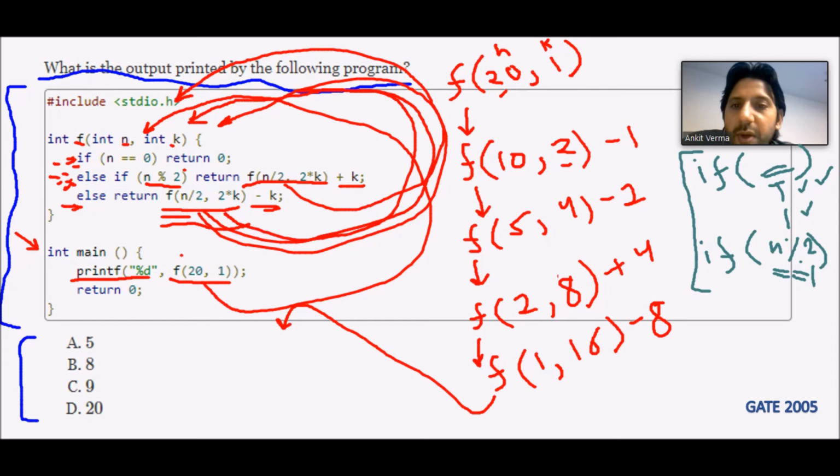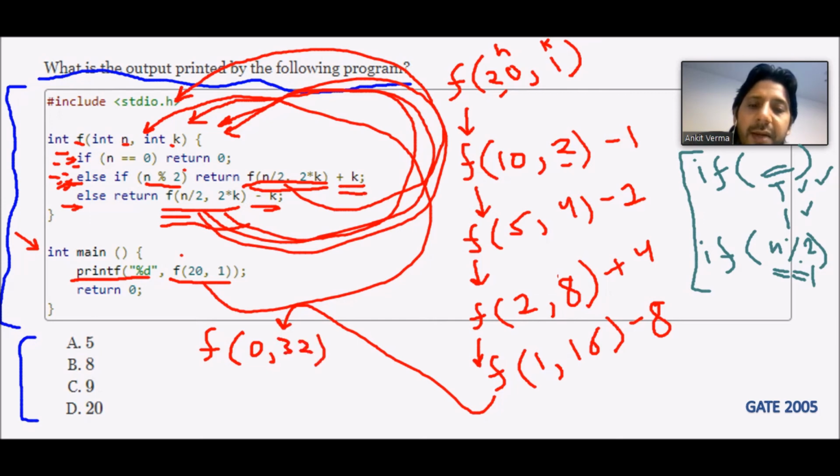One more time it is calling. Again n is not equal to 0. N mod 2, which is 1 mod 2, the remainder is 1. So 1 equal to 1, that we want. This part will run. So it will call f with n by 2, 1 by 2 is 0, 2 into k, which is 32, plus k, that means plus 16. Then we are calling one more time. It is saying if n equal to 0, yes, now it is 0. So this statement will return the answer as 0.